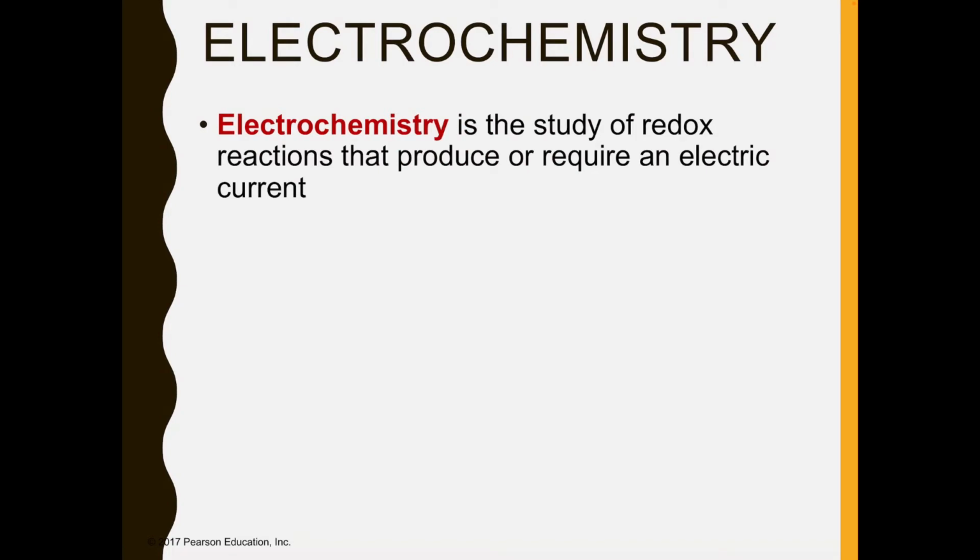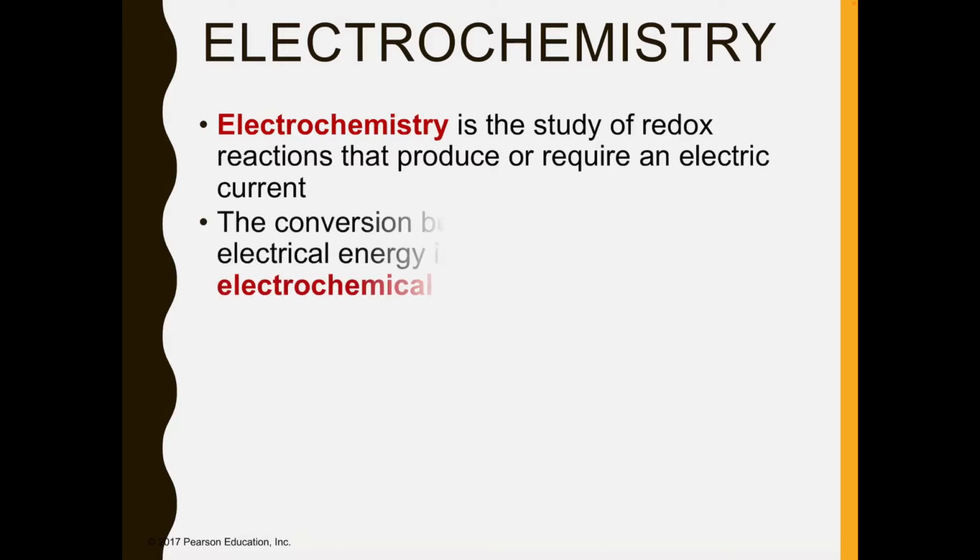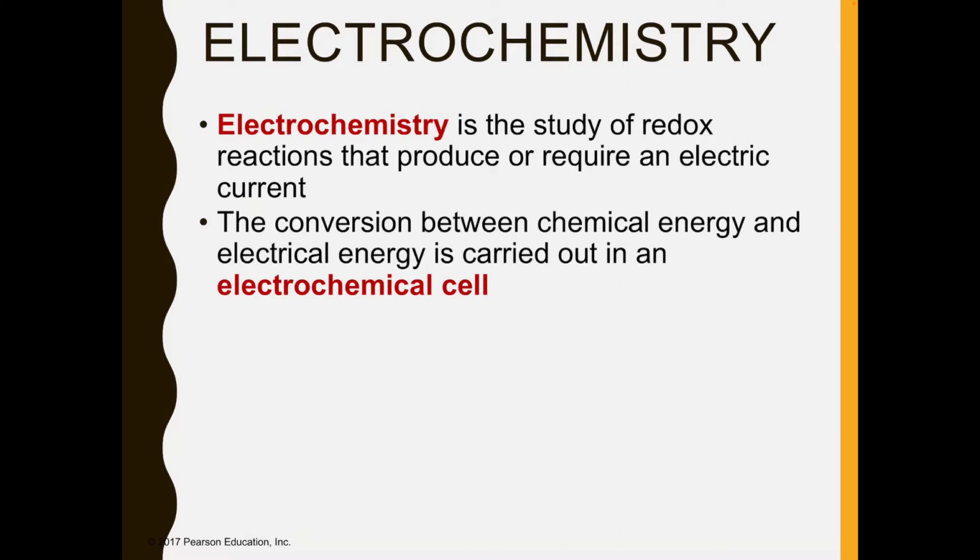Before we get into that, let's talk a little bit about electrochemistry in general. Electrochemistry is just the study of redox reactions that either produce or require an electric current. If we are producing an electric current, then we're going to call that a voltaic cell, and that's going to be spontaneous. But sometimes we can require an electric current and we can make a non-spontaneous cell. Those are called electrolytic cells, but more on that a little bit later.